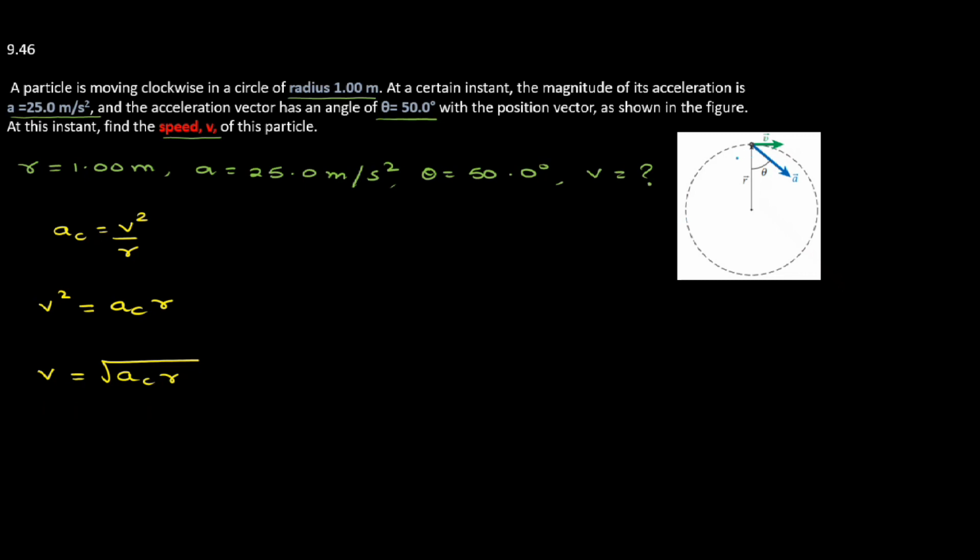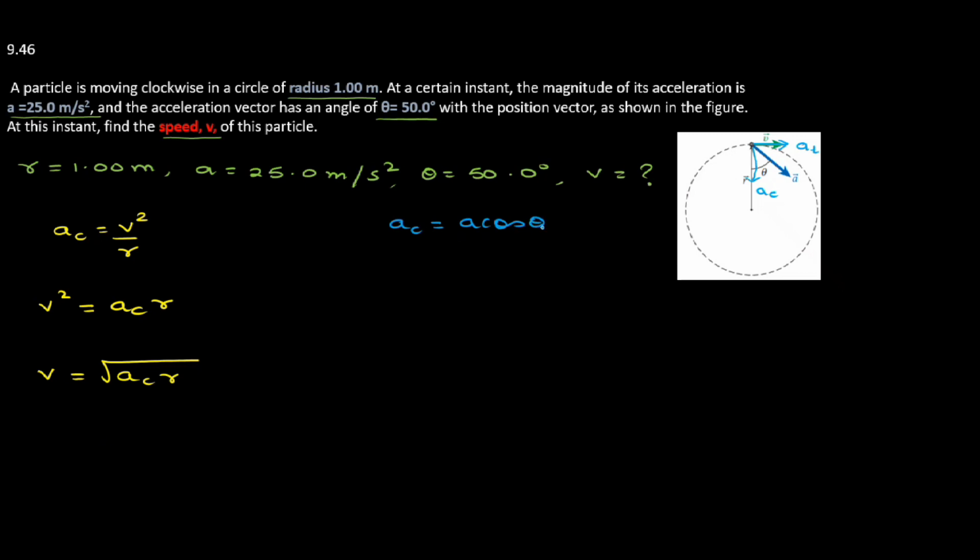And total acceleration is nothing but the resultant of the tangential acceleration at, which goes along the tangent to the point, and the centripetal acceleration ac. And this centripetal acceleration is nothing but the projection of the total acceleration on the radial axis. So if I want to find the centripetal acceleration in terms of the total acceleration, I can write ac equal to a cosine theta.